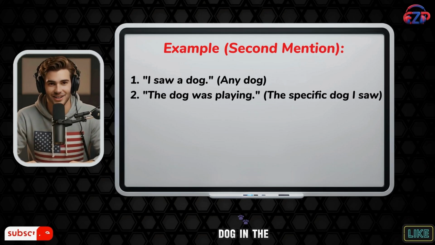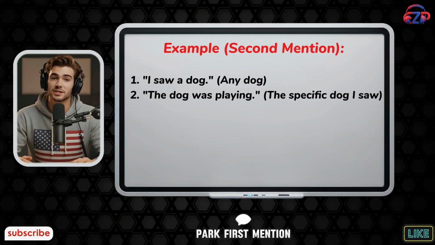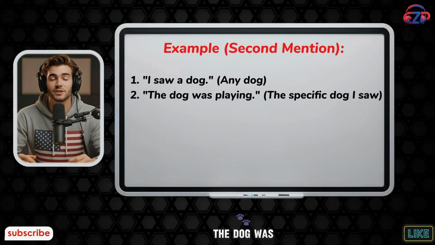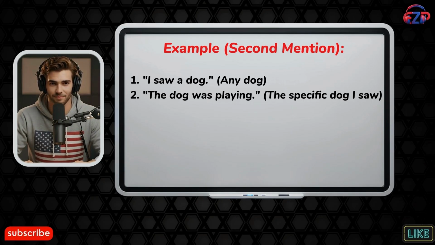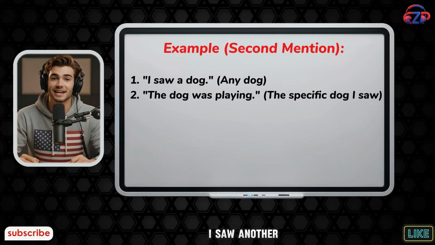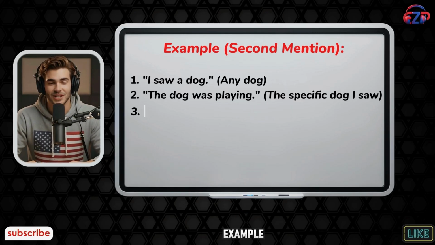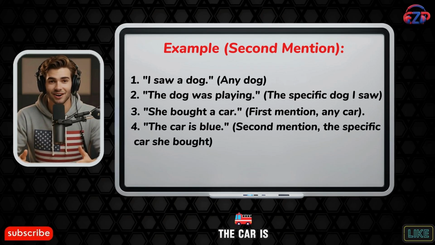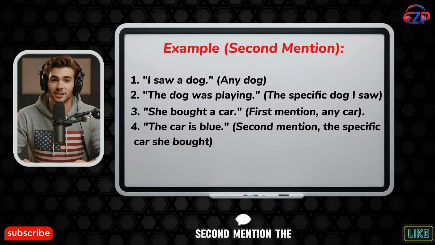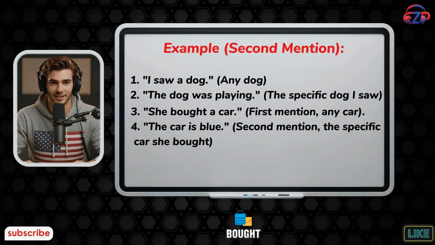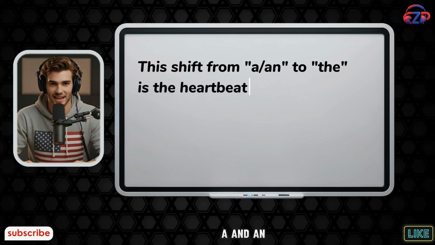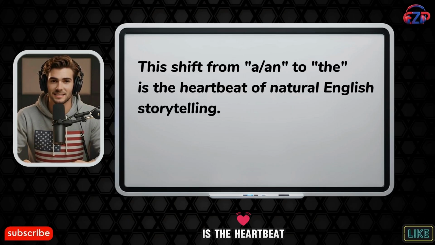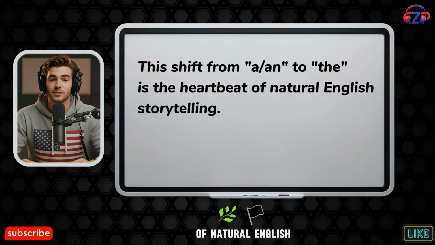I saw a dog in the park. First mention, any dog. The dog was playing with a ball. Second mention, now we know which dog, the specific dog I saw. Another example, she bought a car. First mention, any car. The car is blue. Second mention, the specific car she bought. This shift from a and an to the is the heartbeat of natural English storytelling.